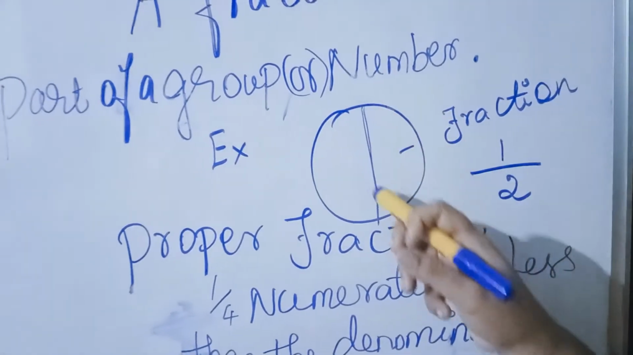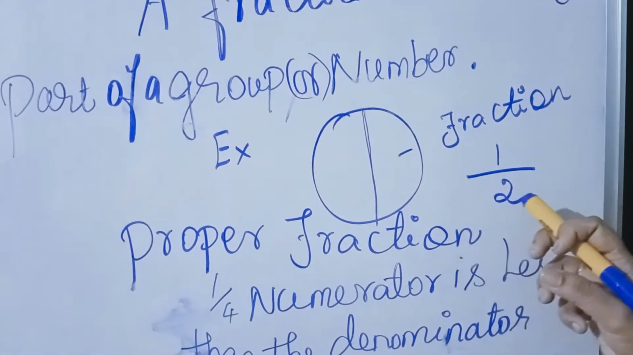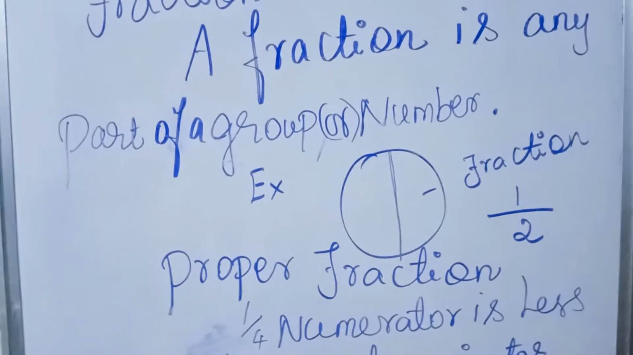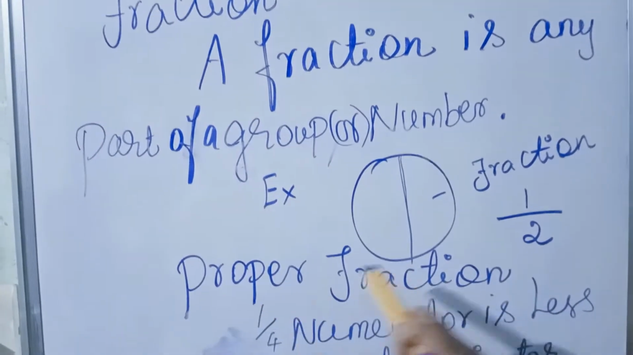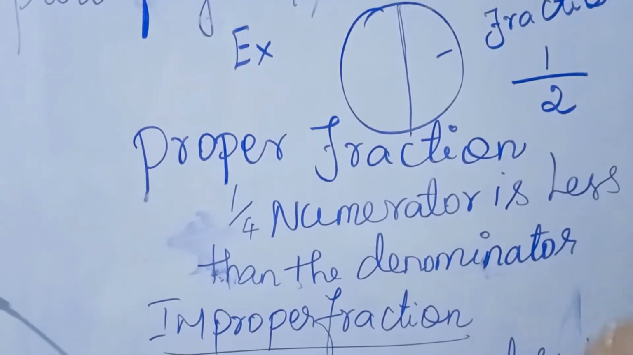How? The half part we write as 1, and the total number of parts we write in the denominator, that is 2. This is called a fraction. Now there are 3 kinds of fractions: proper fraction, improper fraction, and mixed fraction.